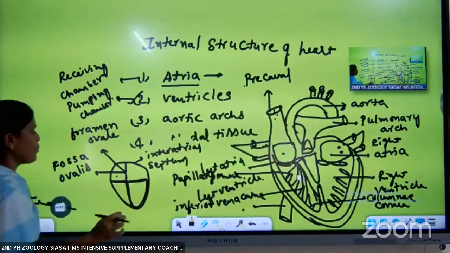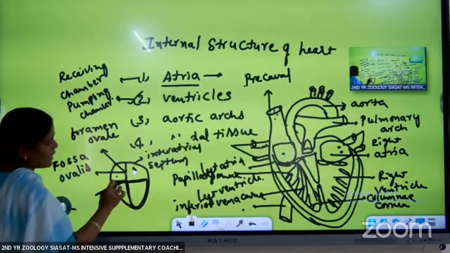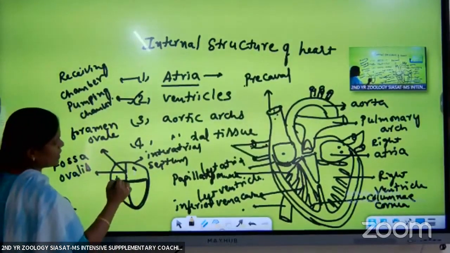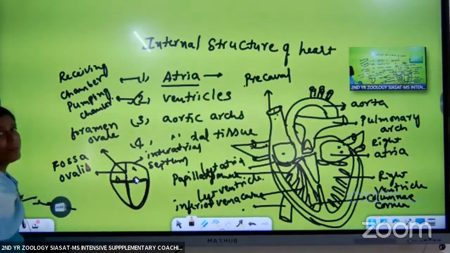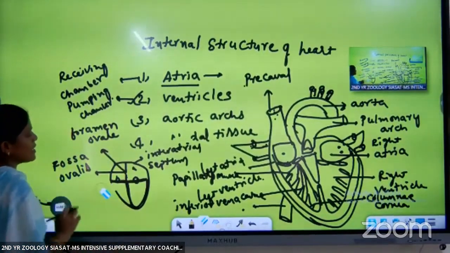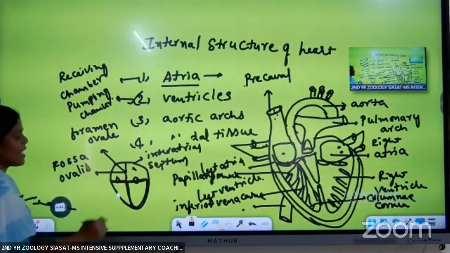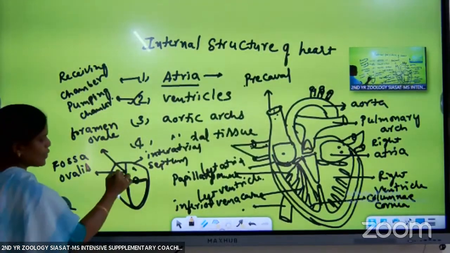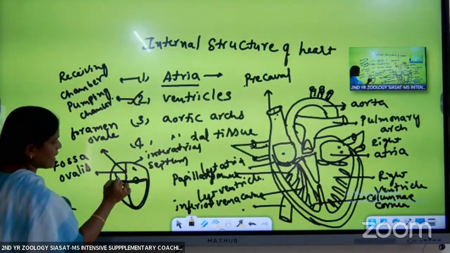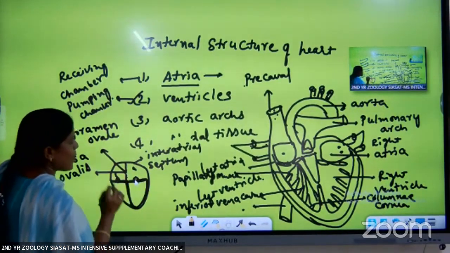Next, between the atria and ventricles, there are apertures, holes. These openings are called AV apertures, atrioventricular apertures. The openings between the atria and ventricles are called atrioventricular apertures.